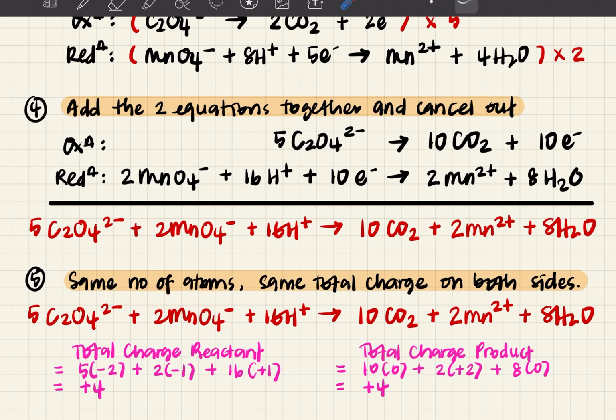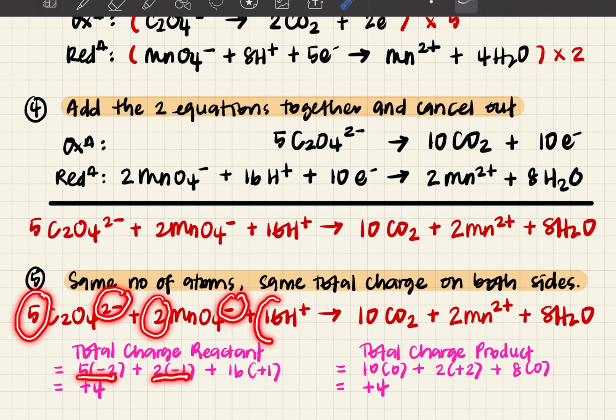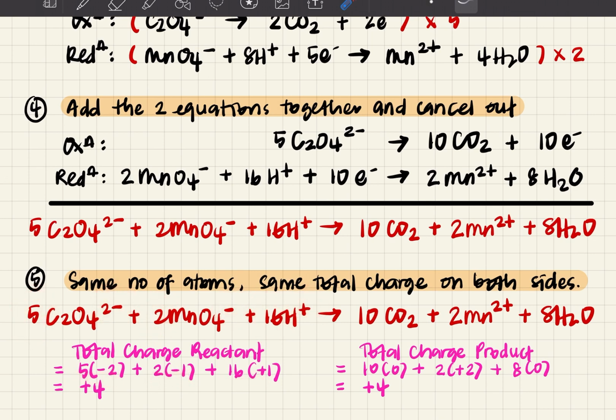Okay, so the total charge macam mana nak kira? It is this way. Okay, so untuk charge of reactant, you will times your stoichiometry coefficient with the charge. 5 times minus 2, you get this, plus 2 times minus 1, you will get this, plus 16 times plus 1, you will get this. Okay, so add them all together and you will get plus 4 for the total charge of reactants.